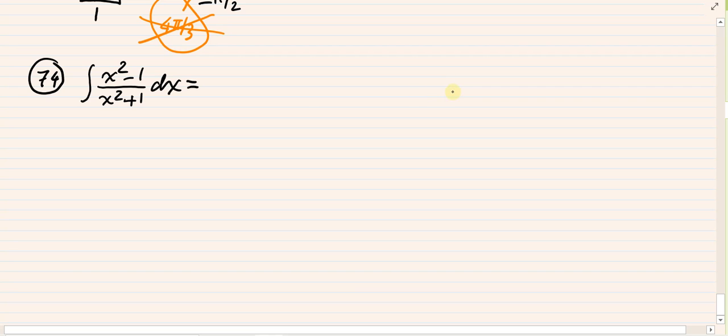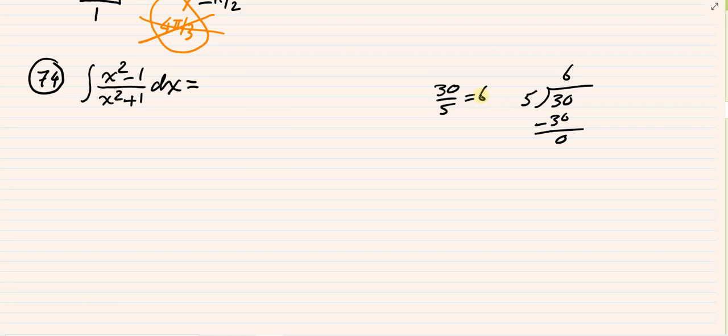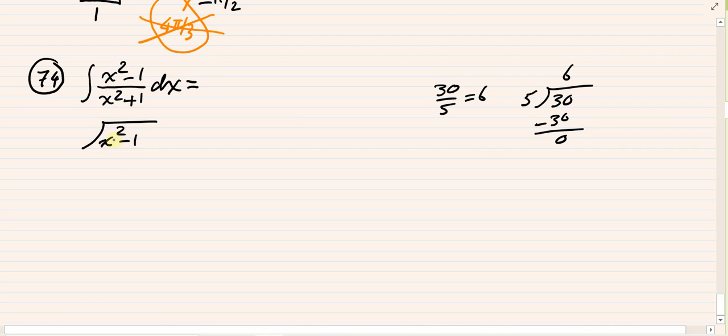So remember, for example, when we do 30 divided by 5, in the long division format, we write 30 over 5. Quotient is 6. You multiply, subtract, you get 0. The answer is 6. I'm going to do a similar thing here. So in the long division, the numerator is x squared minus 1, divided by x squared plus 1. That's the divisor.